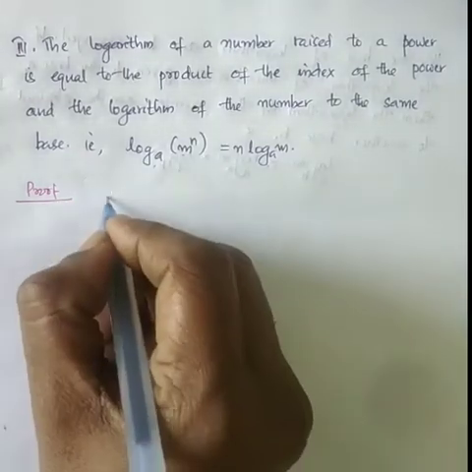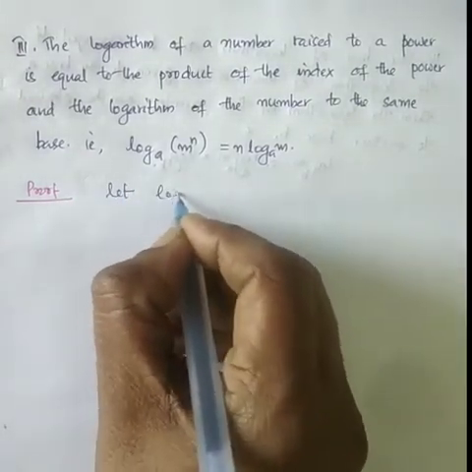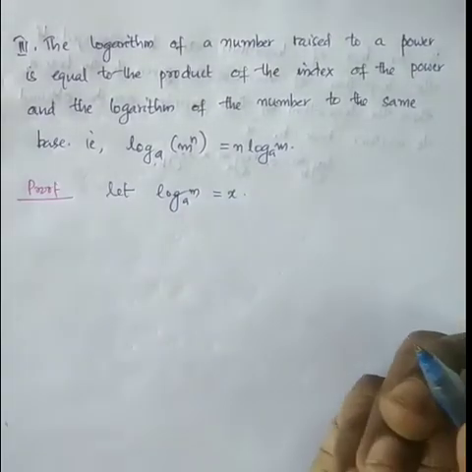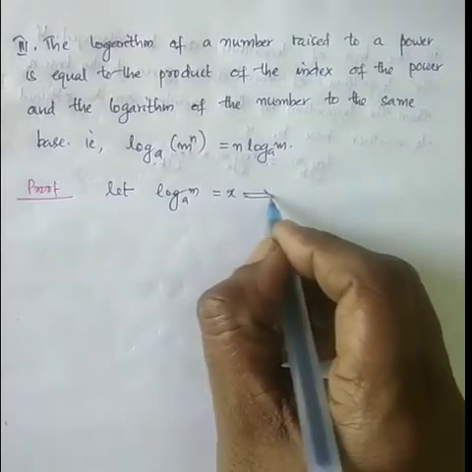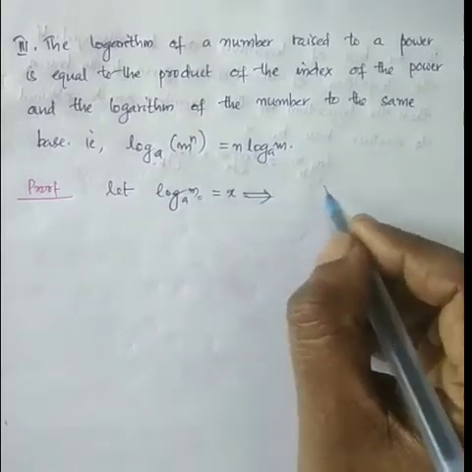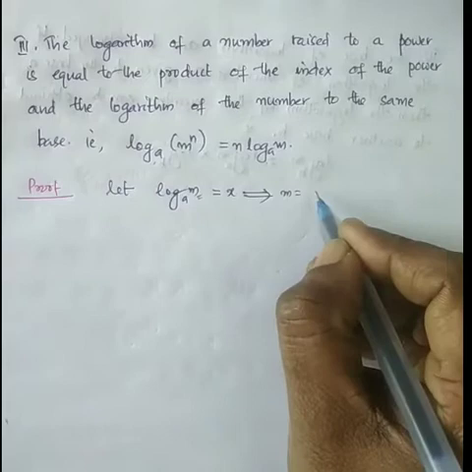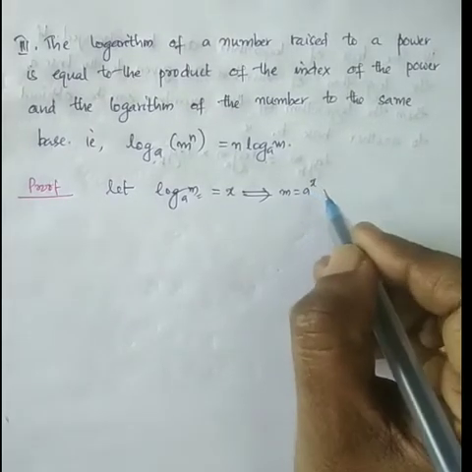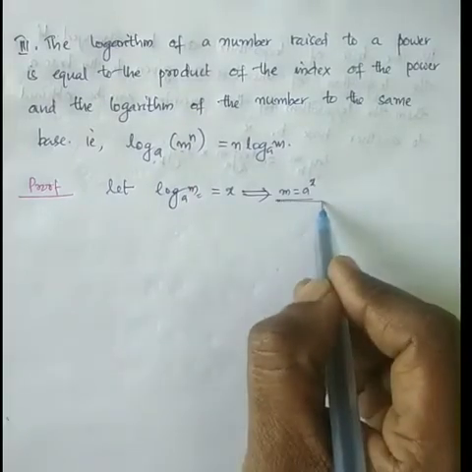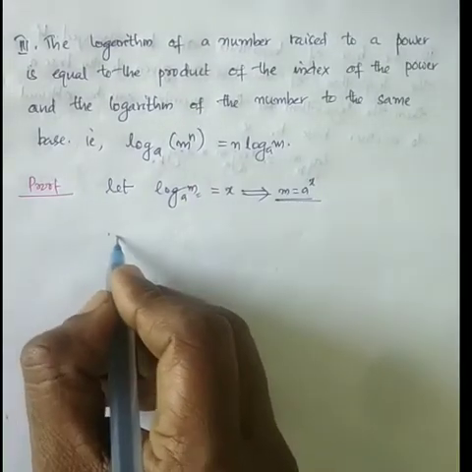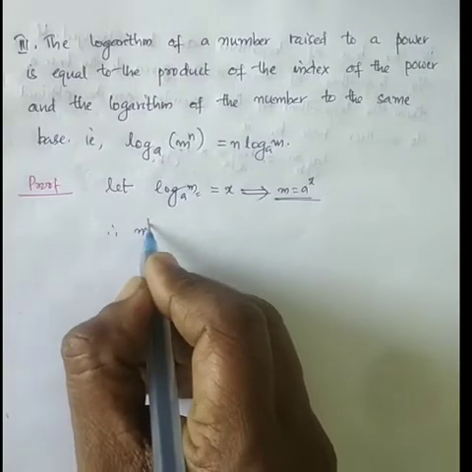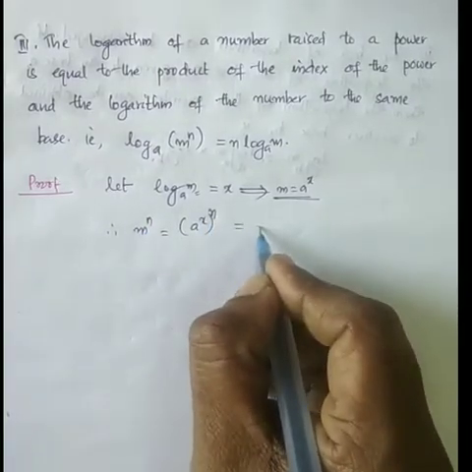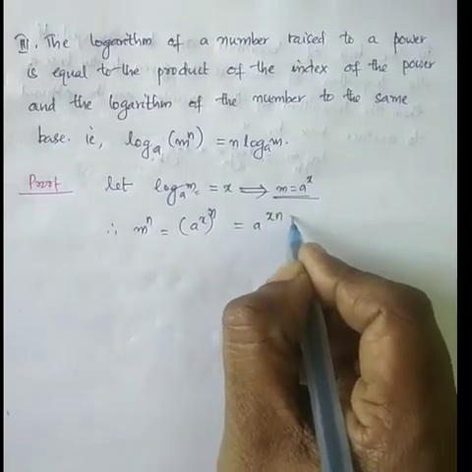Let log m to the base a equal to x. Using the definition, we can write this as m equal to what? a raised to x. Isn't it? m equal to a raised to x. Therefore, m raised to n equal to what? a raised to x the whole raised to n, or a raised to xn.